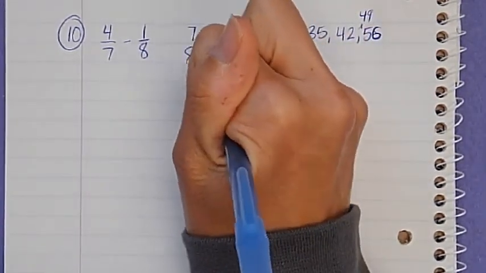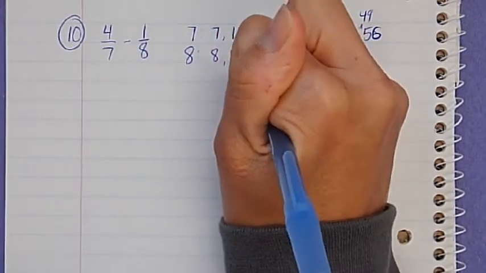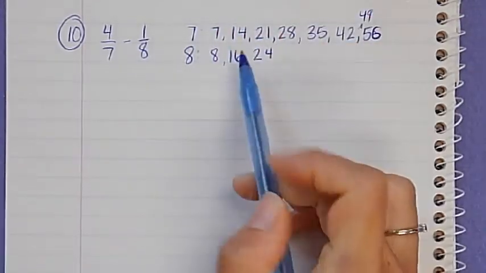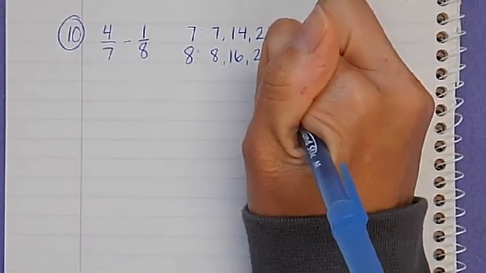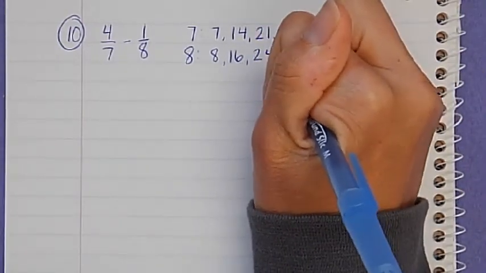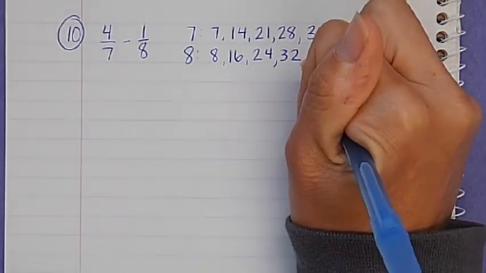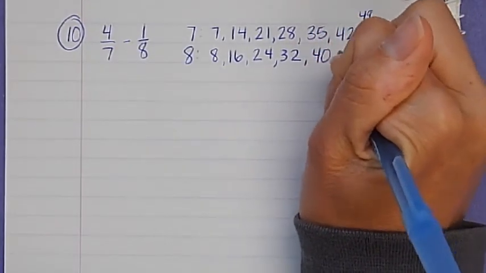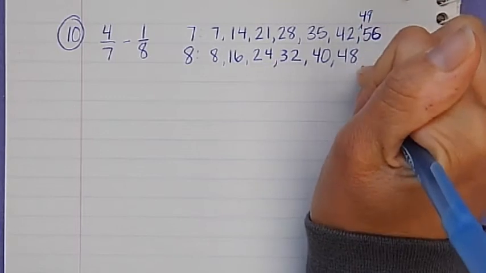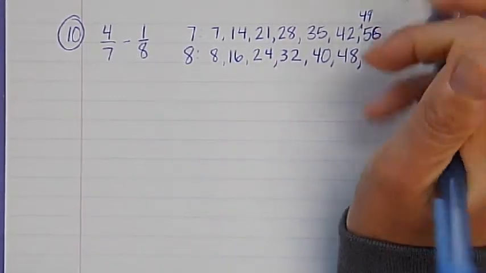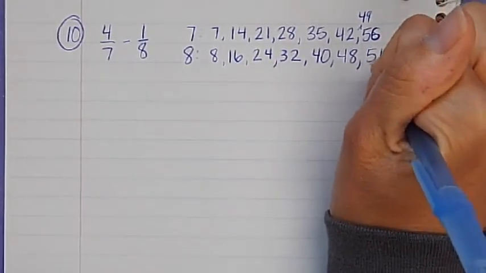8 times 1 is 8. 8 times 2 is 16. 8 times 3 is 24. So no matches yet. 8 times 4 is 32, still nothing. 8 times 5 is 40. 8 times 6 is 48, still nothing. 8 times 7 is 56.